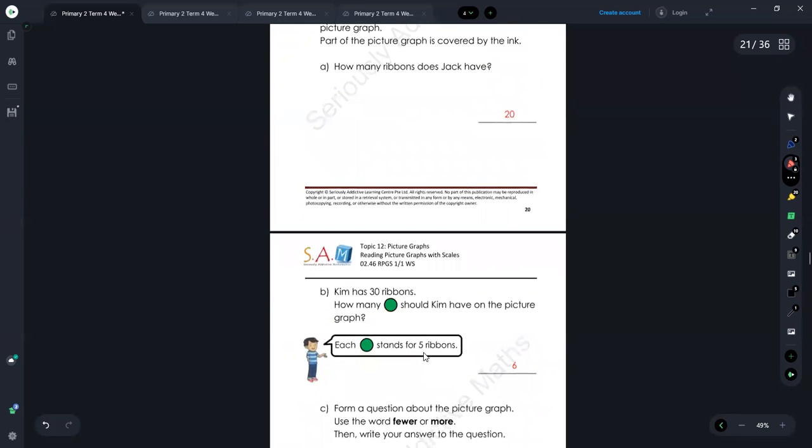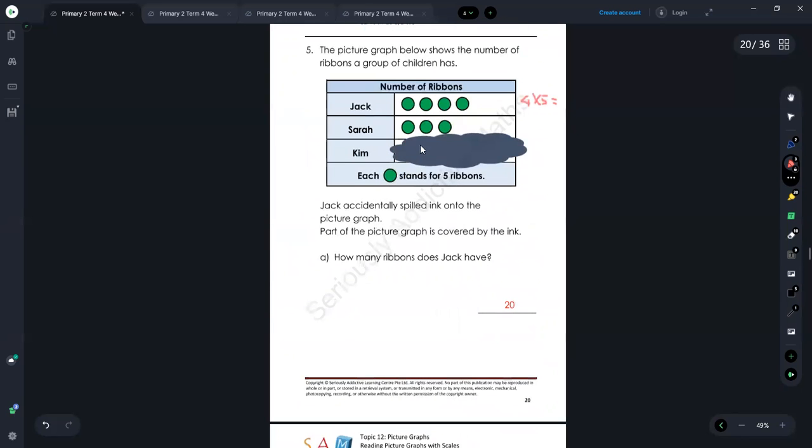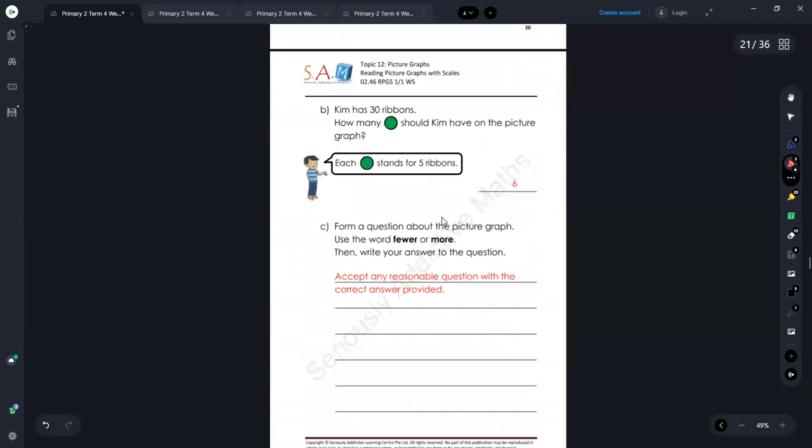So it's broach. We don't know how many circles there are. So if there's 30 and each is 5, what do we use? Multiplication or division or addition or subtraction? Okay, it's 30 divided by 5, right? Because 1 circle represents 5. So 30 divided by 5 equals 6.